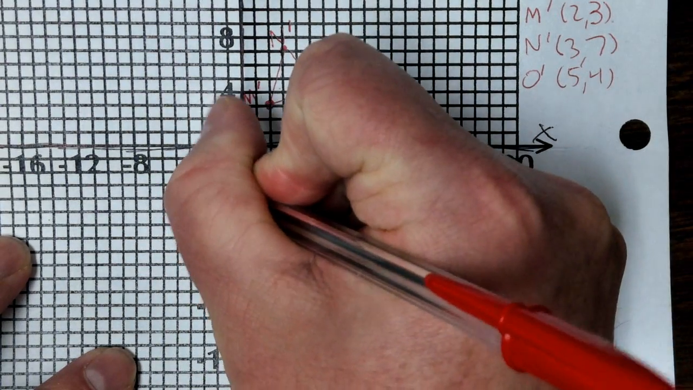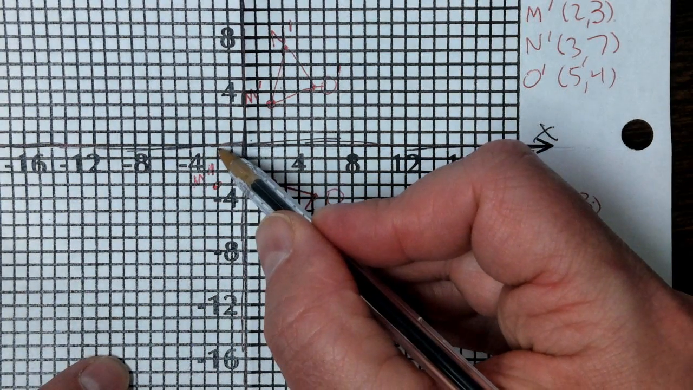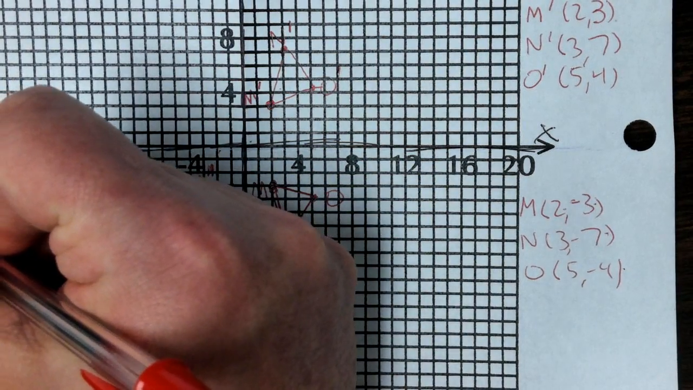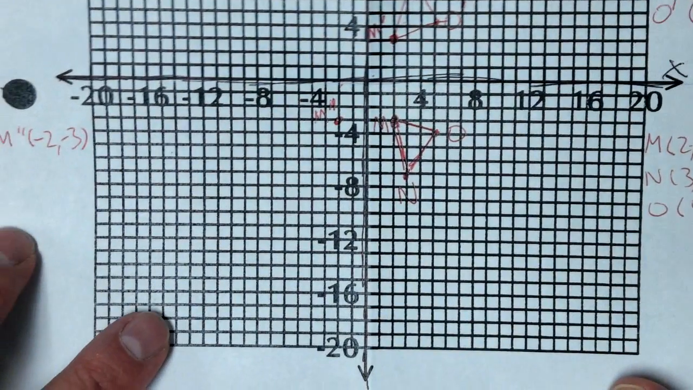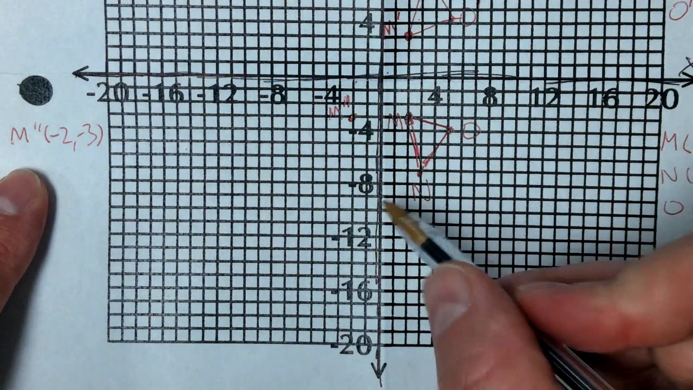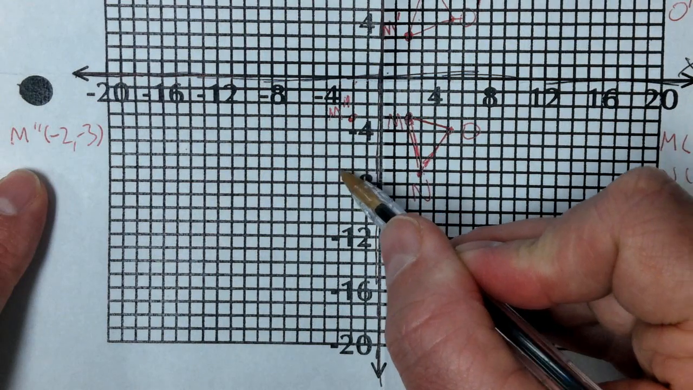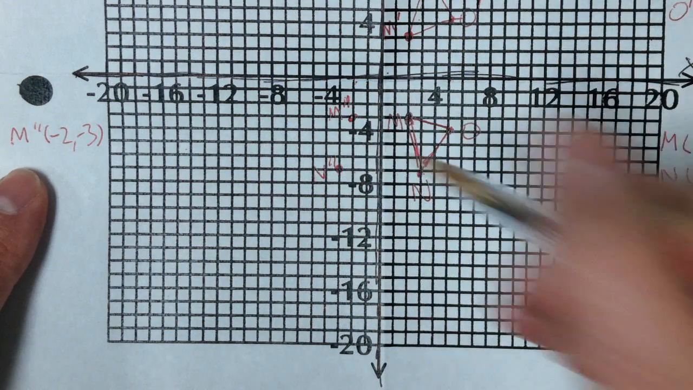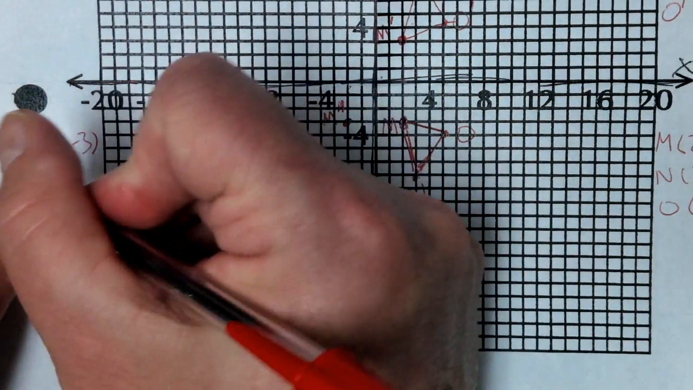I'm going to call this M double prime, and that's at -2, -3. M double prime at -2, -3. And this one we count 1, 2, 3 units this way, so we count 2, 3 units this way. And that's N double prime. So that would be -3, -7.